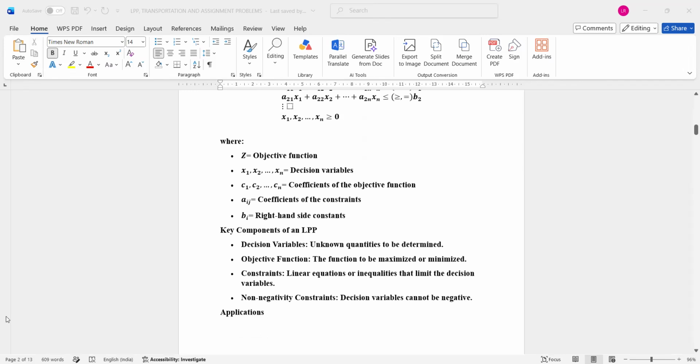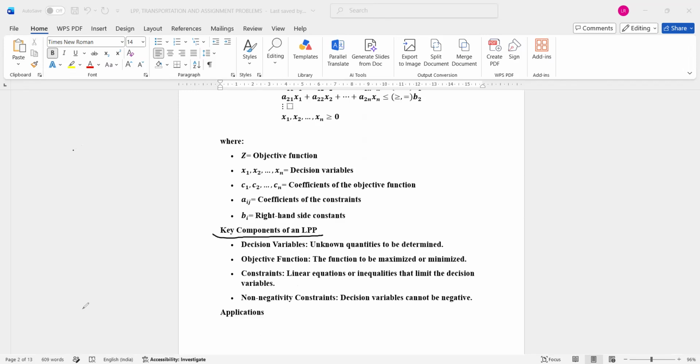We can see one by one, even what applications we can use. So what are the key components of LPP? Decision variables: the unknown quantities to be determined. Objective function: the function to be maximized or minimized, depending on what they have given. Constraints: linear equations or inequalities that limit the decision variables. Non-negative constraint: decision variables cannot be negative.